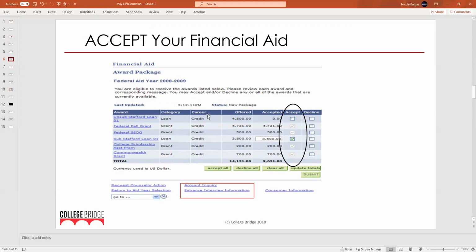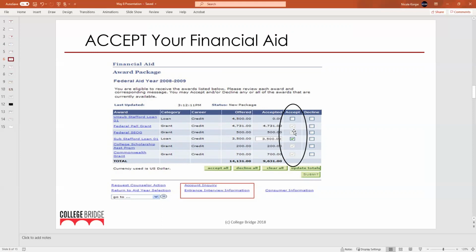All right. This career thing in the middle, I don't know what that is. Skip that. But then it has how much you're receiving. All right. And then how much you've accepted. All right. And you can see that in the accepted column, a lot of colleges will help you out and they will default to accept any of your grants or scholarships.